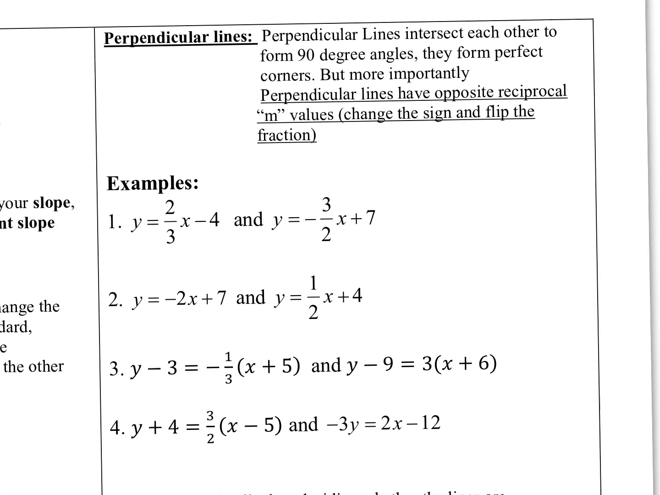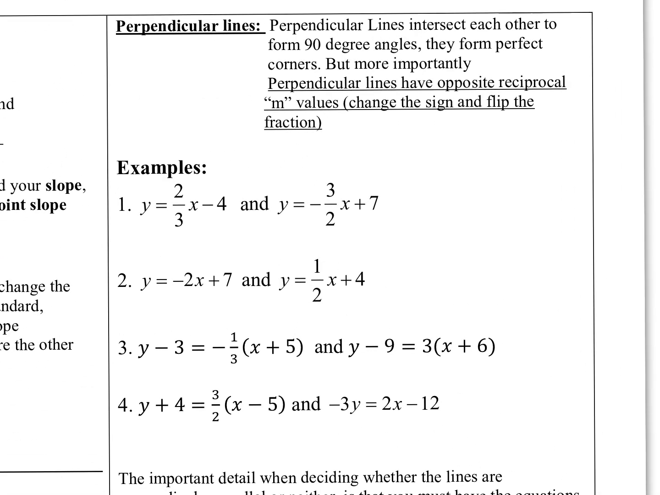Up here, we're going to talk about perpendicular lines. And we already mentioned that perpendicular lines intersect each other to form 90-degree angles. They form perfect corners. But more importantly, in algebra, perpendicular lines have opposite reciprocal m values. So what the heck does that mean? That means that you change the sign and flip the fraction, okay?